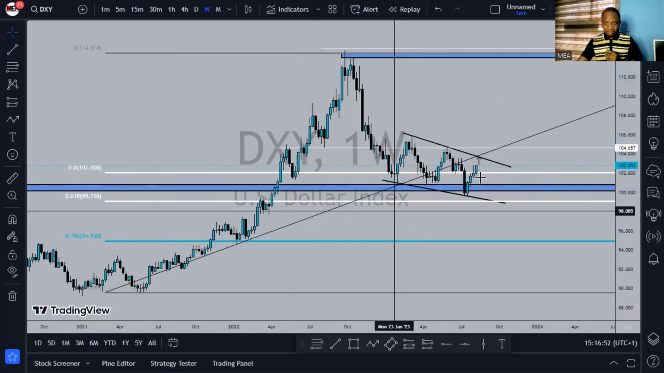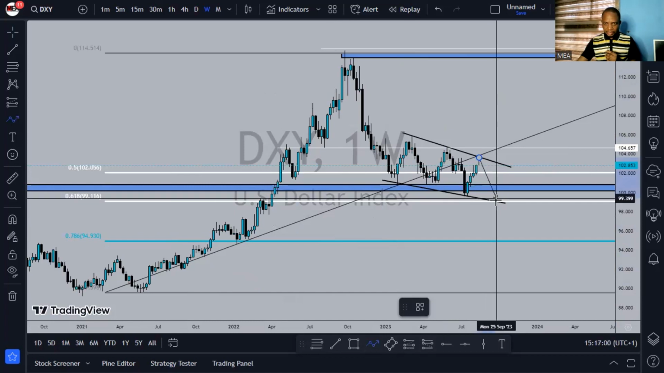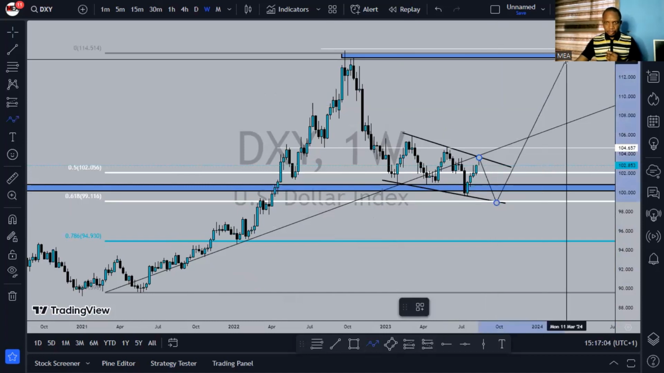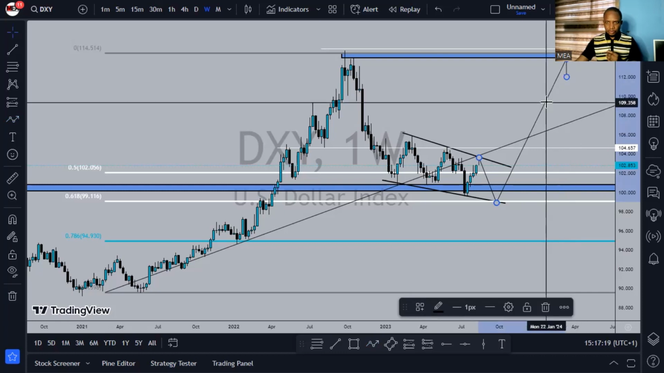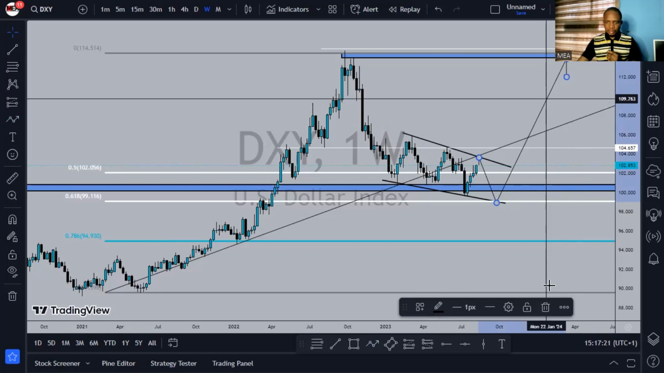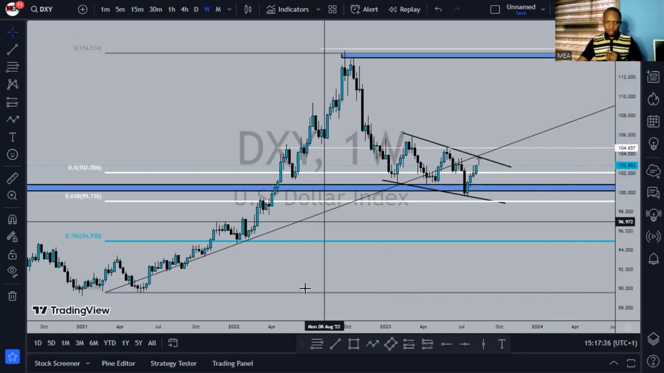So there's a tendency that we might also see the market drop another leg. That could also happen. So just keep your mind open. Let this be an eye opener for you that are trading. Trade with caution.